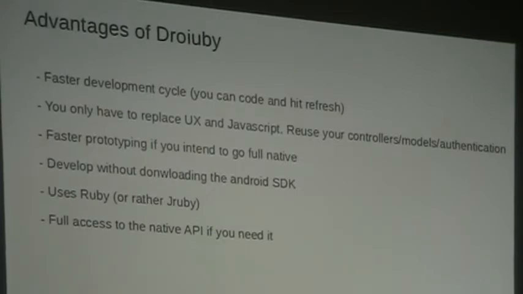It's also useful if you want to prototype your app first, before you really dive into full native development. Since it uses the native widgets, you can really mimic what it would look like. So here it's possible to develop on Android without an SDK. Okay, so it uses Ruby and then it has full access to the native API if you need it. JRuby can instantiate any Java class. It can call its methods. So there's no limitation.